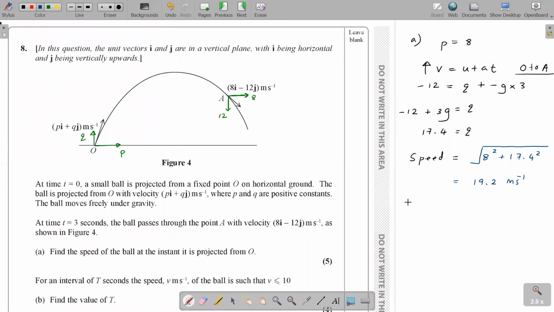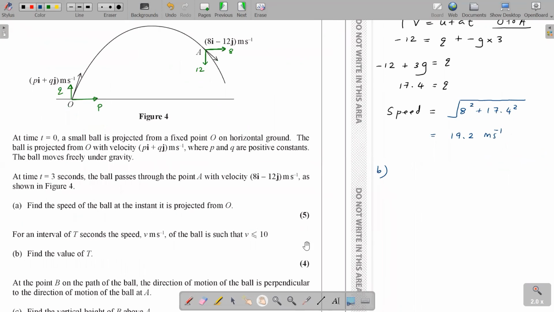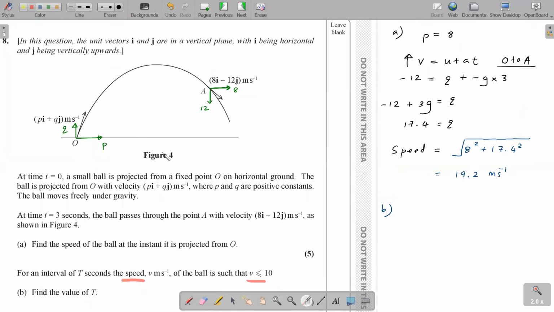Part B, they tell you to find the interval of T seconds in which the speed V meters per second of the ball is such that V is less than or equal to 10. What component are we talking about here? We are talking about the speed. Speed is the resultant, right? When I got the speed as 19.2, that's the resultant of Q and P.